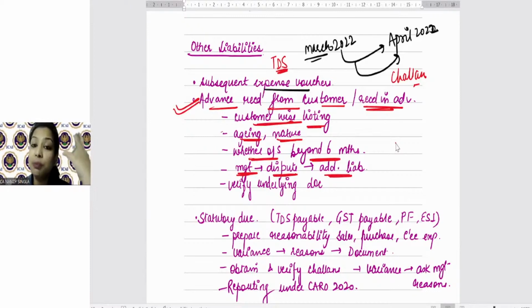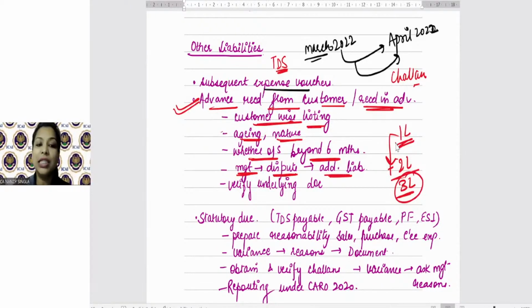There should not be a dispute. I gave you the example that 1 lakh has been booked as a liability, but in fact it is an additional 2 lakhs. So the total liability can be 3 lakh. So is there a need to make some provision? Is there a need to book the liability at 3 lakhs? So what is the case? The auditor will consider and he will verify all the underlying.